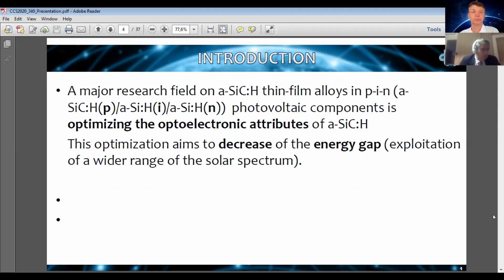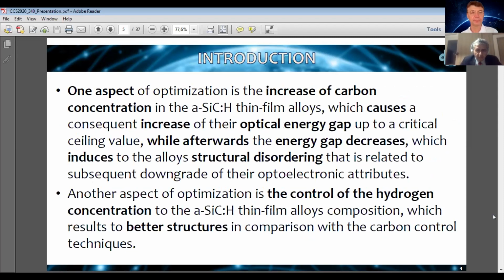A major effort towards this direction is the increase of carbon concentration in the amorphous hydrogenated silicon carbide thin film alloys, which causes a consequent increase of their optical energy band gap up to a critical ceiling value, while afterwards the energy band gap decreases. However, the increase of carbon concentration induces disordering in the alloys, which is related to a subsequent downgrade of their optoelectronic attributes.